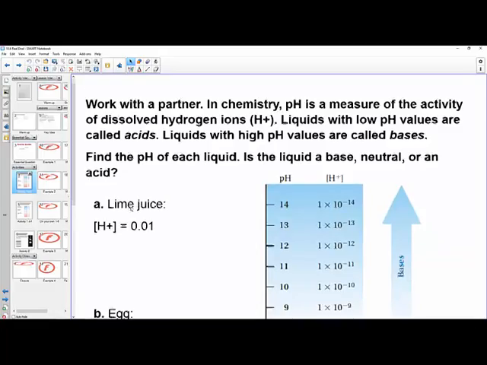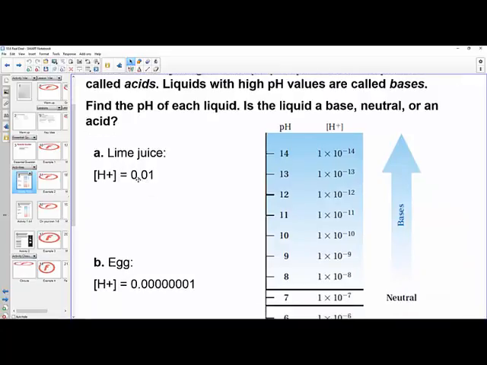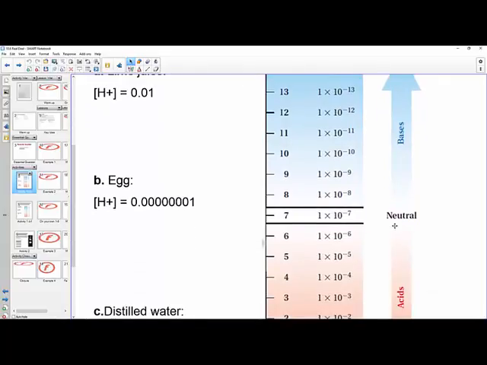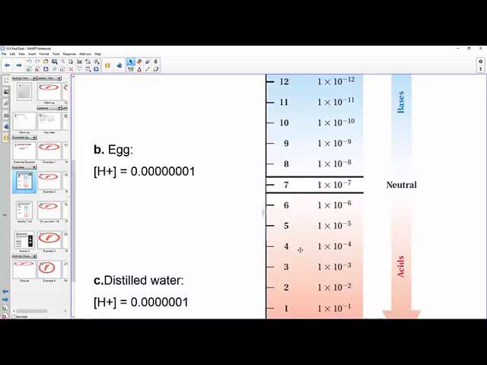So we're going to use things like this, like lime juice, for instance, right? And we want to figure out what it is in scientific notation. And I have to put it between the 1 and a 0, and then it's going back 2 spots. So this would be 1 times 10 to the negative second. I can look at this chart and figure out 1 times 10 to the negative second and realize that this right here, lime juice, is an acid.